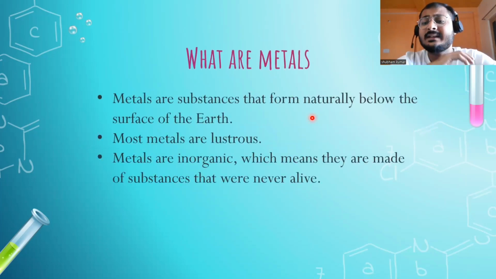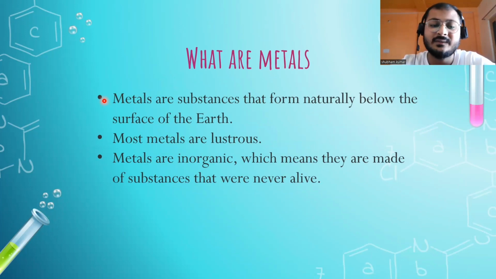First of all, let us learn what metals are. Here it is written: metals are substances that form naturally below the surface of Earth. So, metals are substances which are formed below the surface of Earth. It is written that most metals are lustrous. What is luster? I will be explaining in the upcoming part of this video.